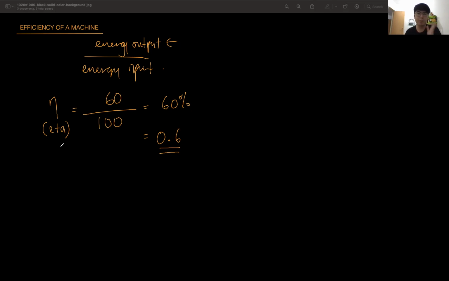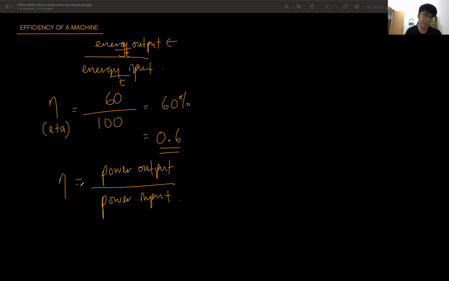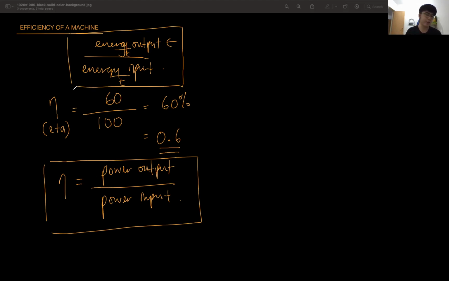Now, energy is the same as power. If I take this divided by time, this divided by time is the same thing. I can cancel off, I get back the same fraction. If I divide it by time, then I get power output divided by power input. Efficiency equals power output divided by power input, or you can use energy output divided by energy input. Understand that power and energy are just the same, just energy per second.